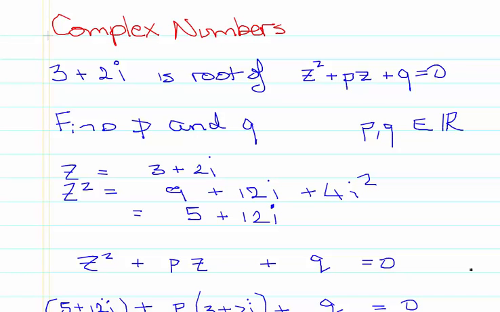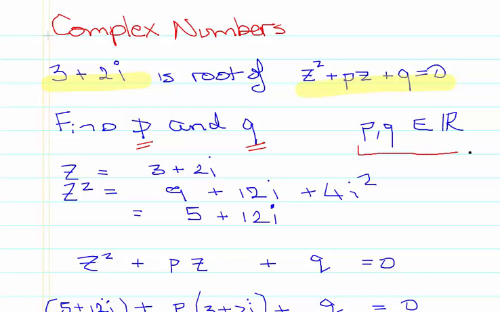Okay, in this presentation we're going to look at solving complex equations. Essentially what we have here is a very simple expression, 3 plus 2i, and that is a root of z squared plus p times z plus q equals 0. So 3 plus 2i is a root of that expression, and the question asks us to find values for p and q.